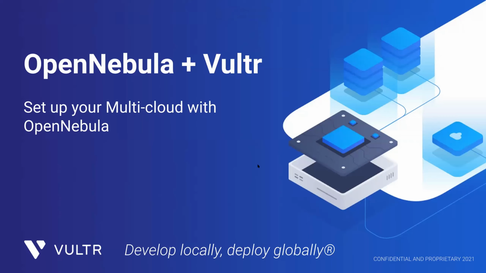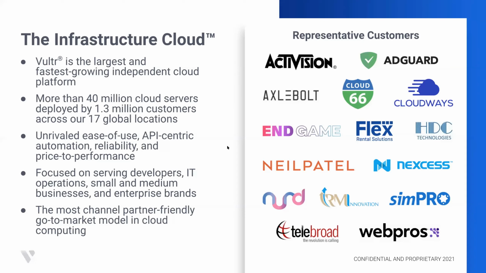The VULTR infrastructure cloud is very similar to DigitalOcean in nature. Just some names, sorry, a little salesy, but we've grown to over 1 million customers with little to no sales, and most of that was just pricing. Similar to DigitalOcean, we offer a cheaper price per VM and bare metal than the major three, as mentioned before.